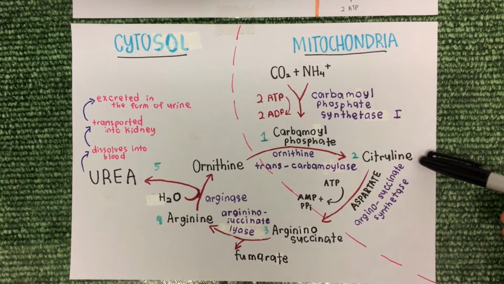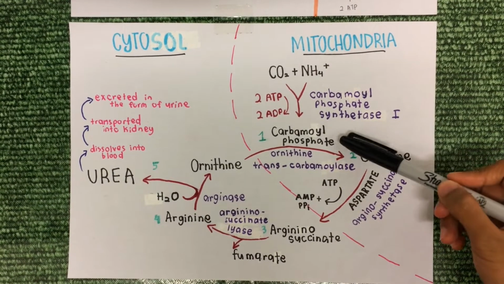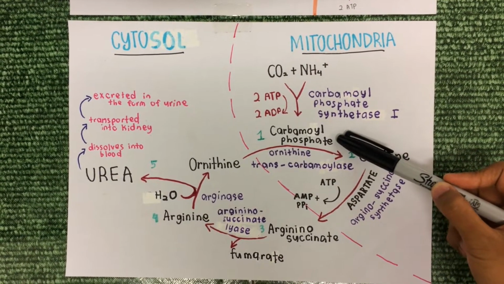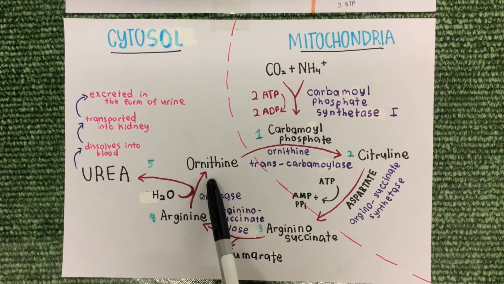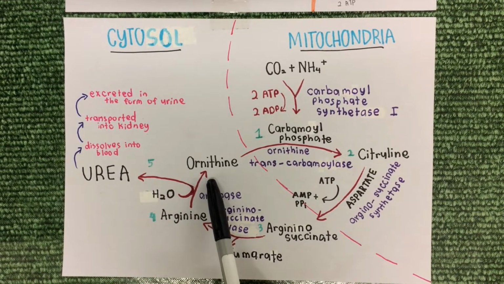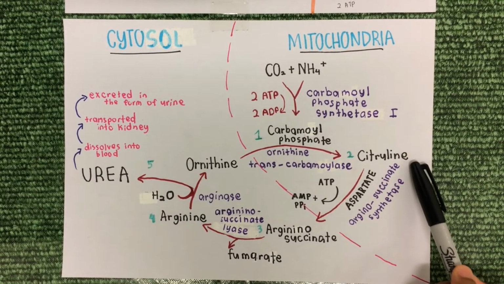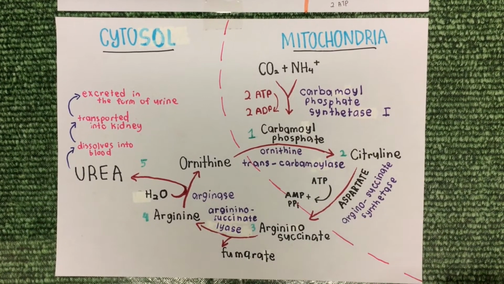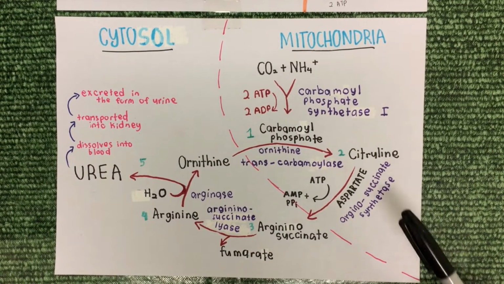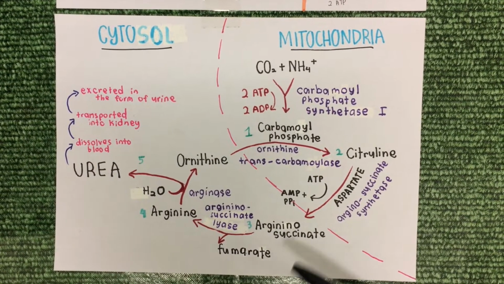The second step is the formation of citrulline. The carbamoyl phosphate produced earlier will combine with ornithine, which we obtain from the cytoplasm of step 5. The reaction will produce citrulline and is catalyzed by ornithine transcarbamylase, and the citrulline will then be transported out to the cytosol.